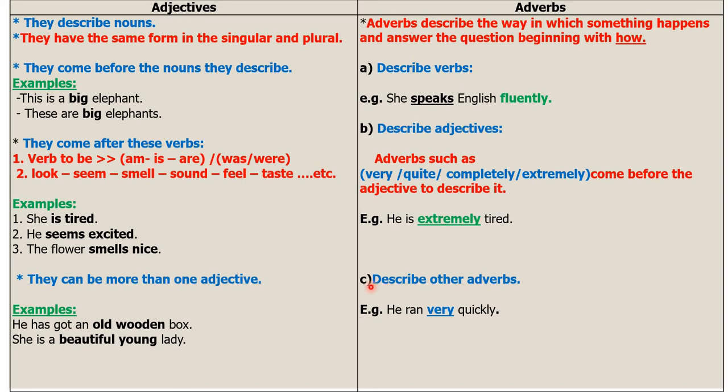And the last usage, we use adverbs to describe other adverbs. He ran very quickly. So, very quickly, here we have two adverbs. One of them, which is very, describes the other, the second adverb, which is quickly, very quickly.